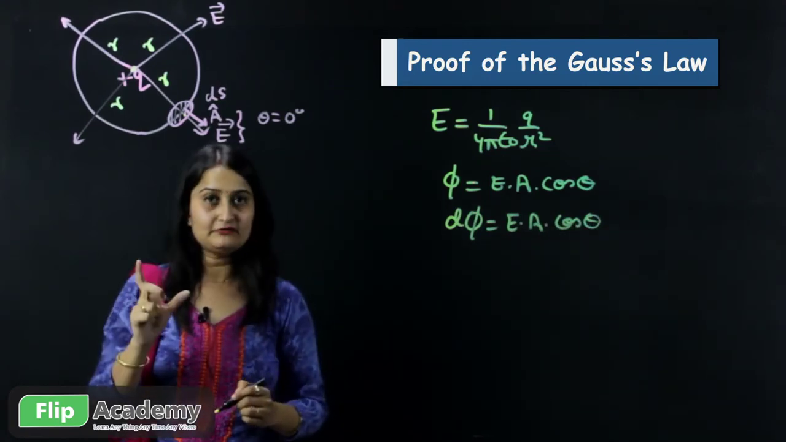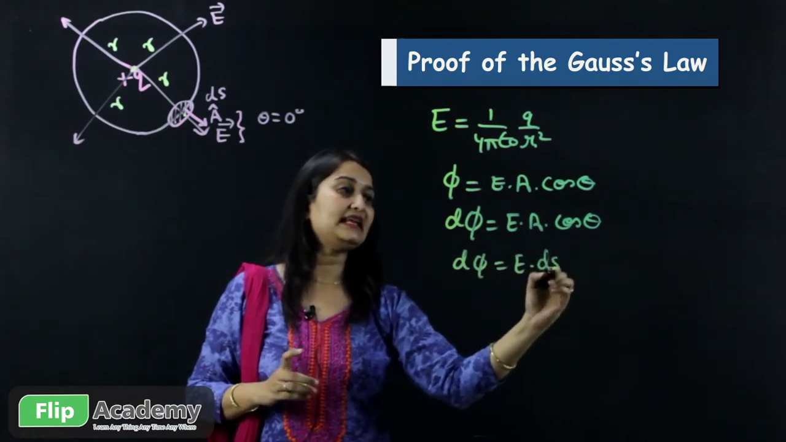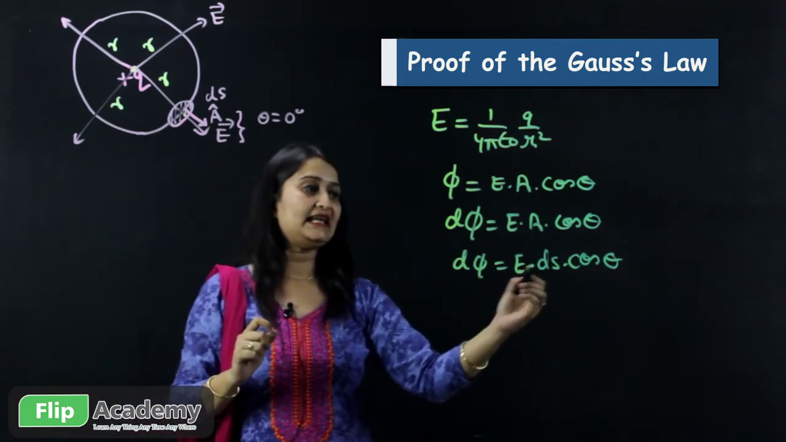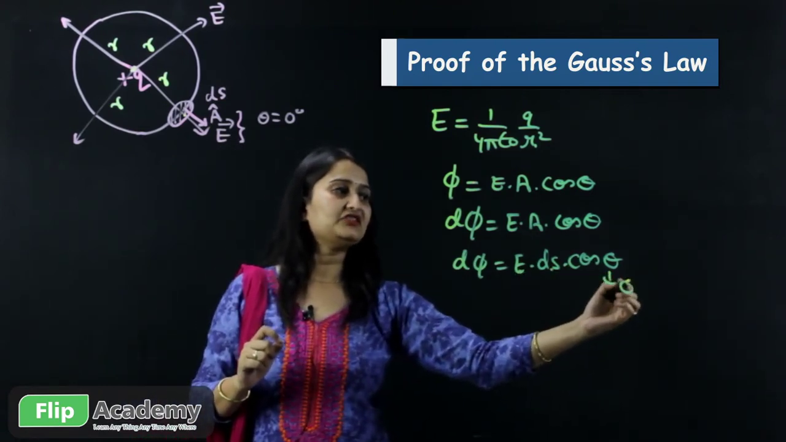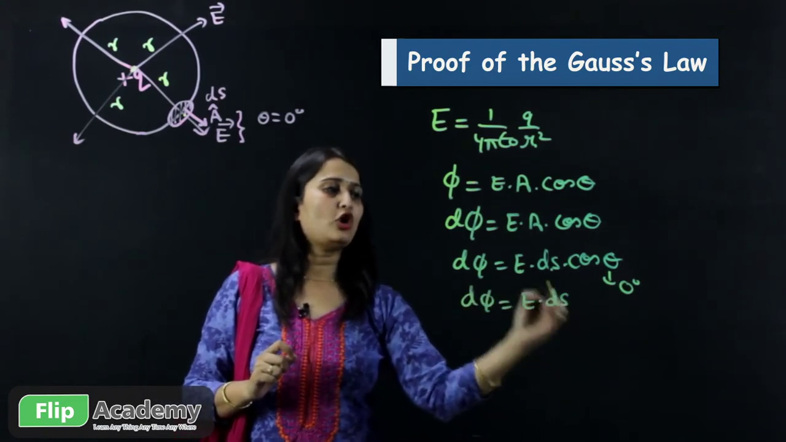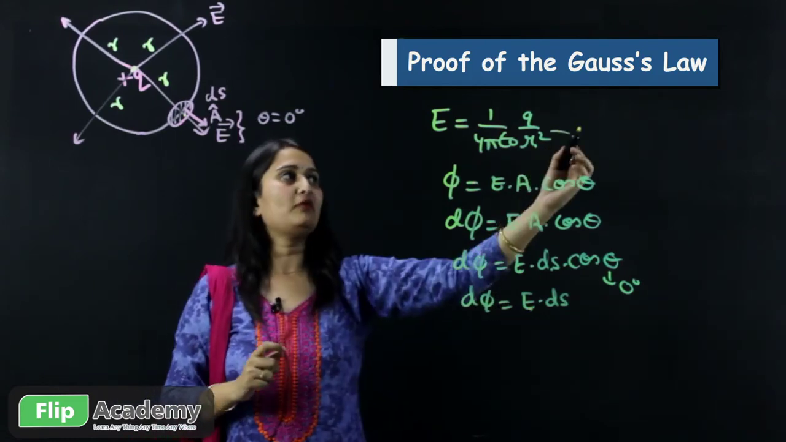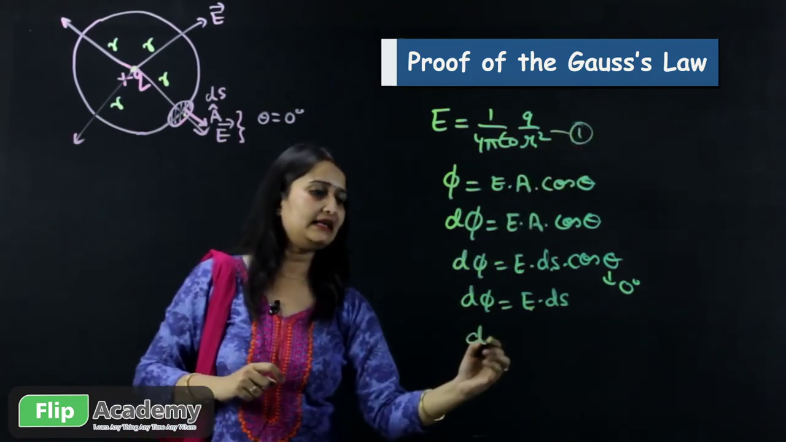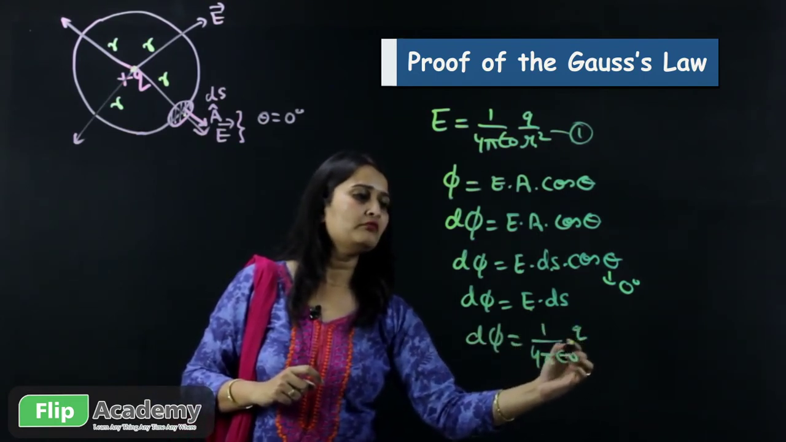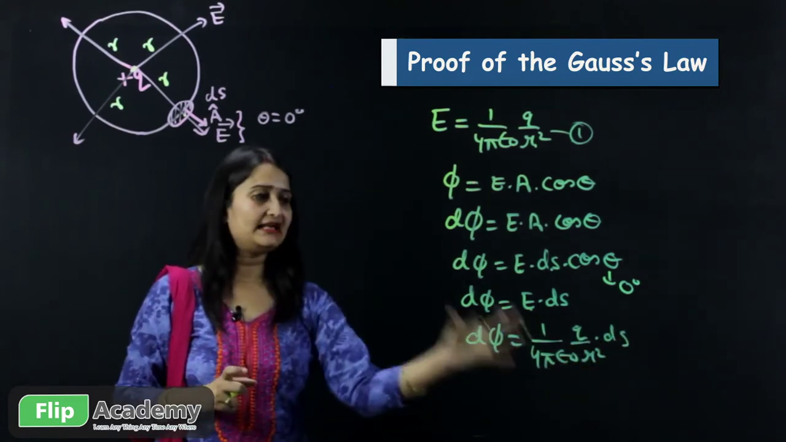Now look very carefully. The area becomes ds, so d phi equals E dot ds dot cos of theta. What is the angle between E and the area? The angle between them is 0 degrees, so d phi equals E dot ds. Now E we already have from equation 1, so you can put the value directly here: d phi equals 1 by 4 pi epsilon naught Q upon R square dot ds.